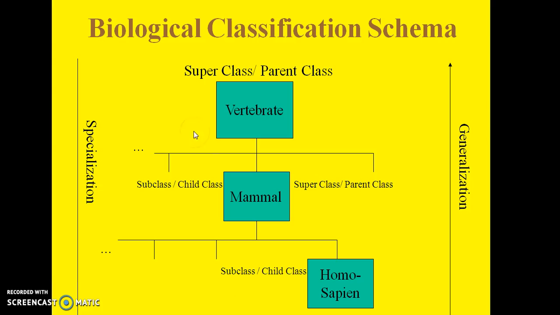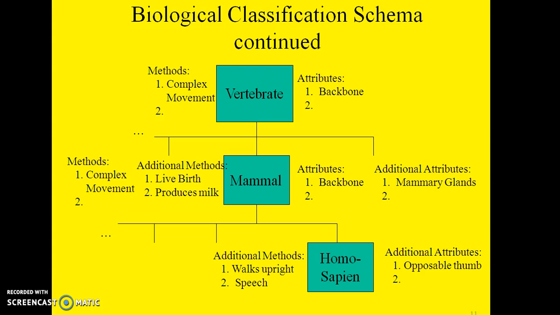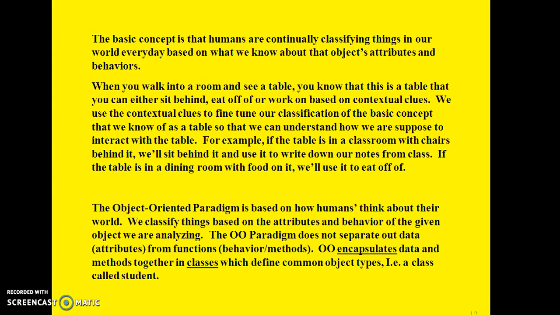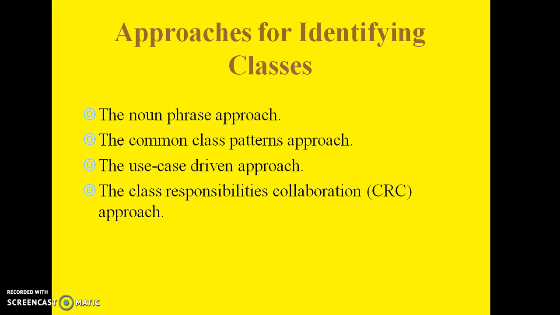So we can derive a hierarchy of classes: vertebrate, mammal and Homo sapiens. So like this, a hierarchy of classes goes from top to bottom and bottom to top. Further, methods such as complex movements of the animals, and attributes like backbone, additional methods and additional attributes can be added at higher levels and lower levels of abstraction. So the basic classification is from top to down or bottom to up.